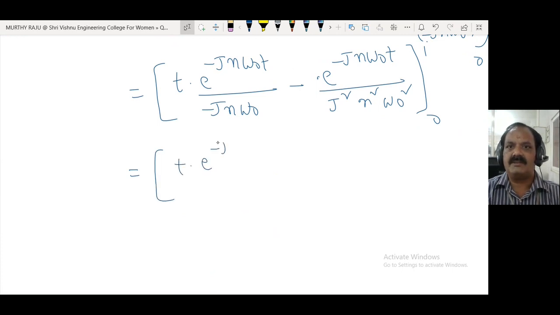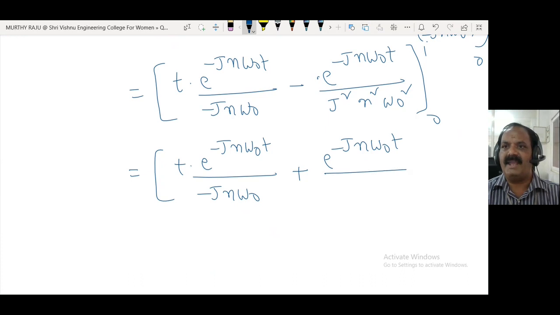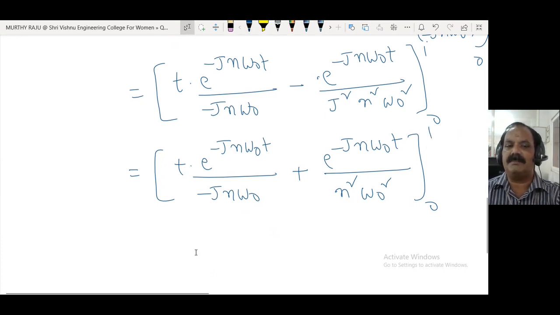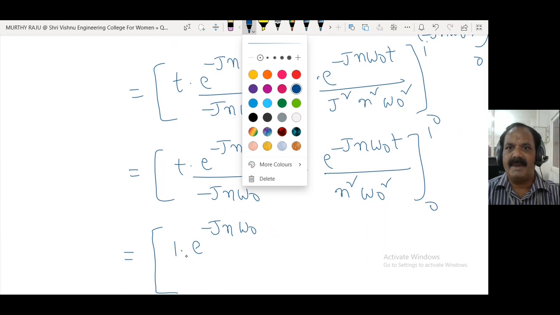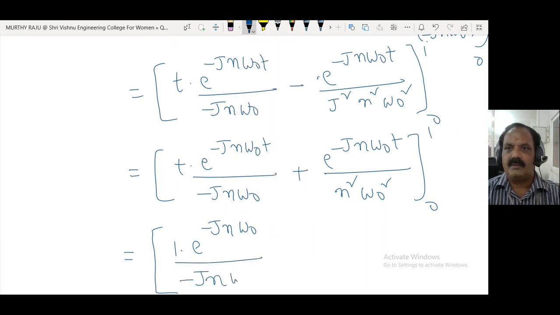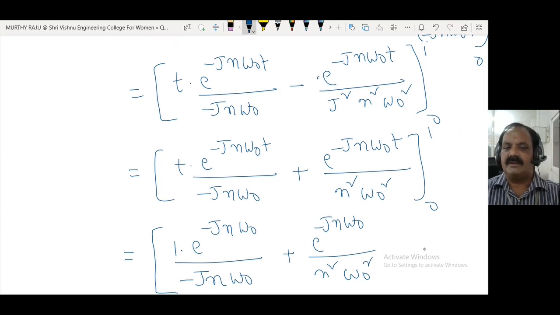That is equal to t e power minus j n omega naught t by minus j n omega naught. J square is minus 1, so minus into minus gives plus e power minus j n omega naught t by n square omega naught square, from 0 to 1. Substitute the upper and lower limits in that expression. For the upper limit, t is 1: 1 into e power minus j n omega naught by minus j n omega naught, plus e power minus j n omega naught by n square omega naught square.